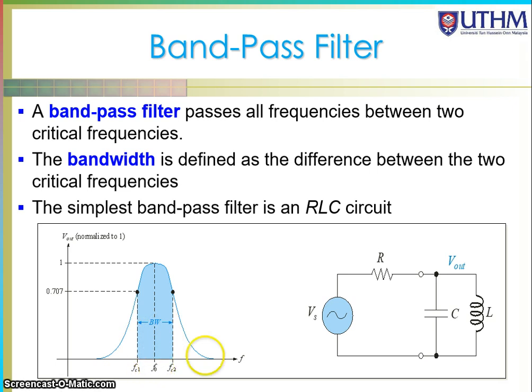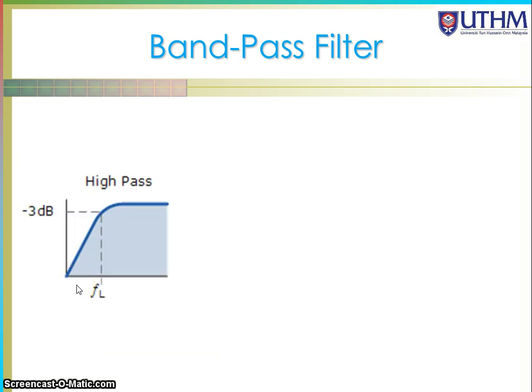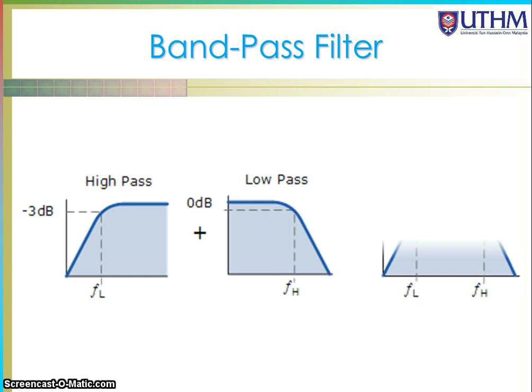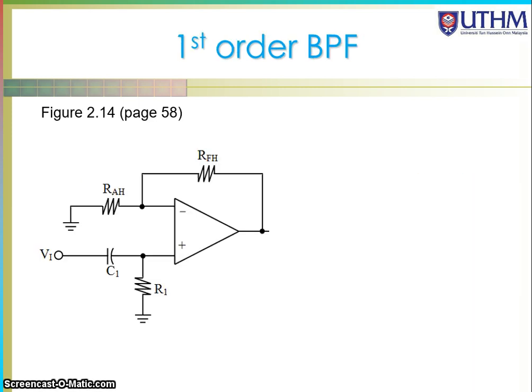The simplest bandpass filter is just RLC. We use an inductor, capacitor, and resistor. In this example, it is a passive filter, and the maximum gain is high. At the cutoff frequency, like here, the gain is reduced by 30%. So a combination of a high pass followed by a low pass will give you a bandpass filter. This is the frequency response.